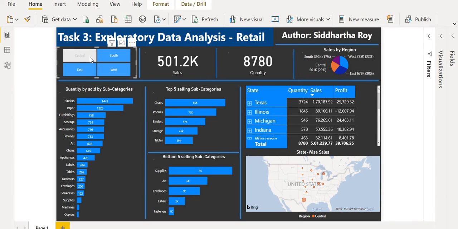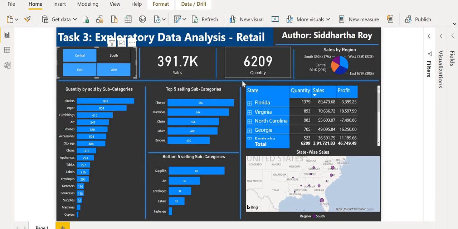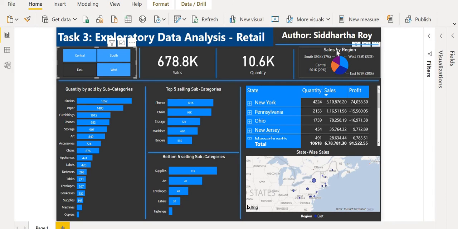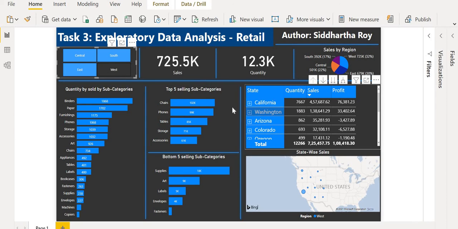Now I will unclick the central. It will restore the original dashboard. Now I will click on the south region. We can see for the south region, similarly it shows like this. The important point is that I have made this pie chart stationary with respect to the regional change. As I click on east, we can see that this pie chart remains the same, and also for the west this pie chart remains the same, but the other quantities and values will change.